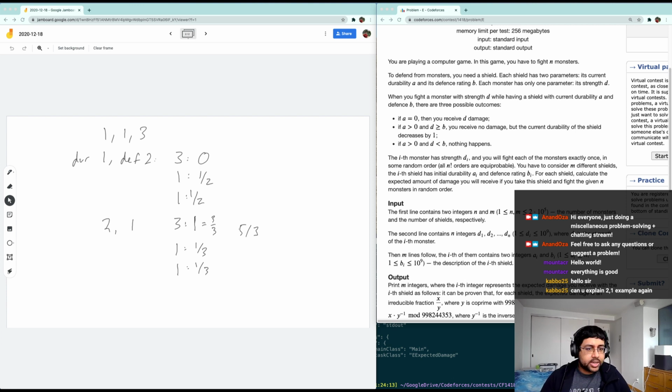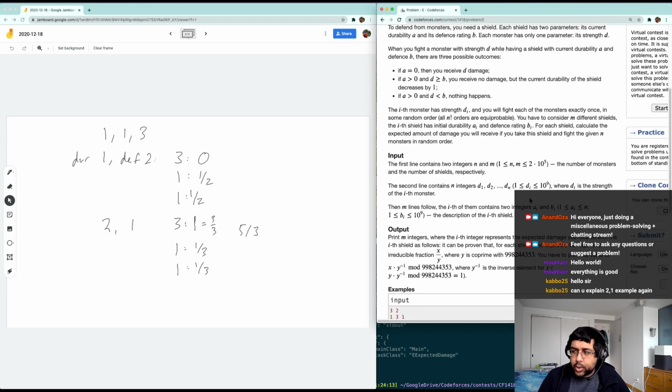Can you explain the 2/1 example again? Yeah, sure. So in the 2/1 example, your shield will break after 2 hits. So the only way that a monster can damage you is if it's in the 3rd position, and its chance of being in the 3rd position is 1/3. So that's why each of these 3 monsters has probability 1/3 of doing damage. So this one is 3 times 1/3, this one's 1 times 1/3, and this one's 1 times 1/3. Cool.